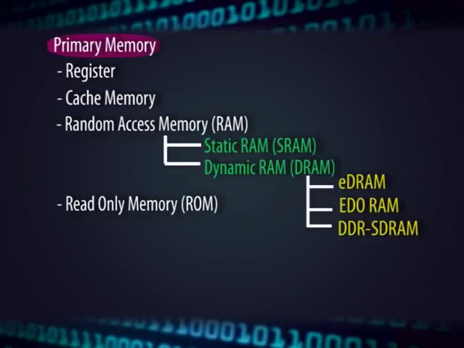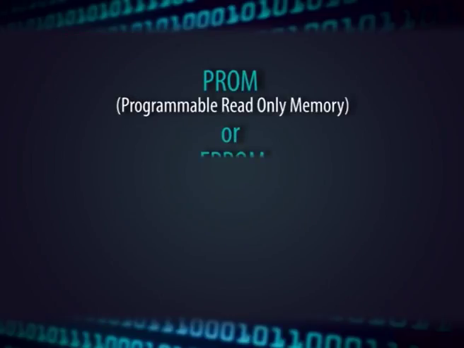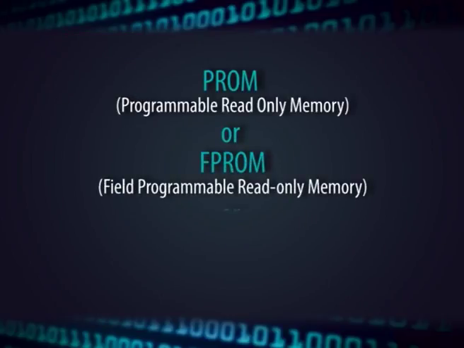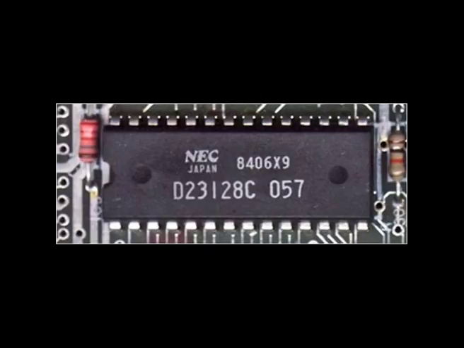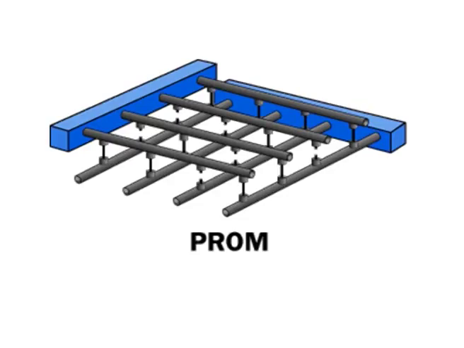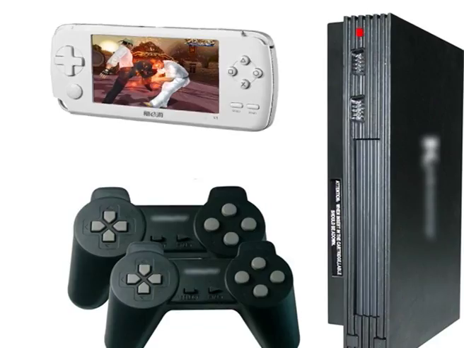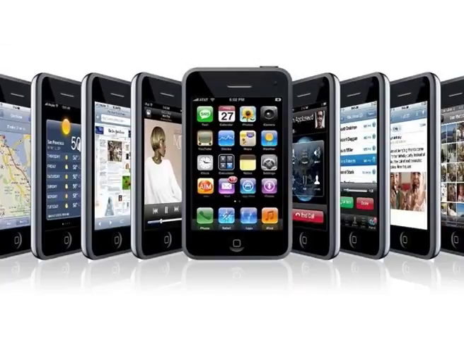Now we shall discuss different types of read-only memory. The first type is PROM, that is Programmable Read-Only Memory. It is also known as Field Programmable Read-Only Memory, that is FPROM, or One-Time Programmable Non-Volatile Memory, that is OTP-NVM. PROMs are used to store programs permanently. Once you program it, you can never change it. These types of memories are seen in video game consoles, mobile phones, radio frequency devices, etc.